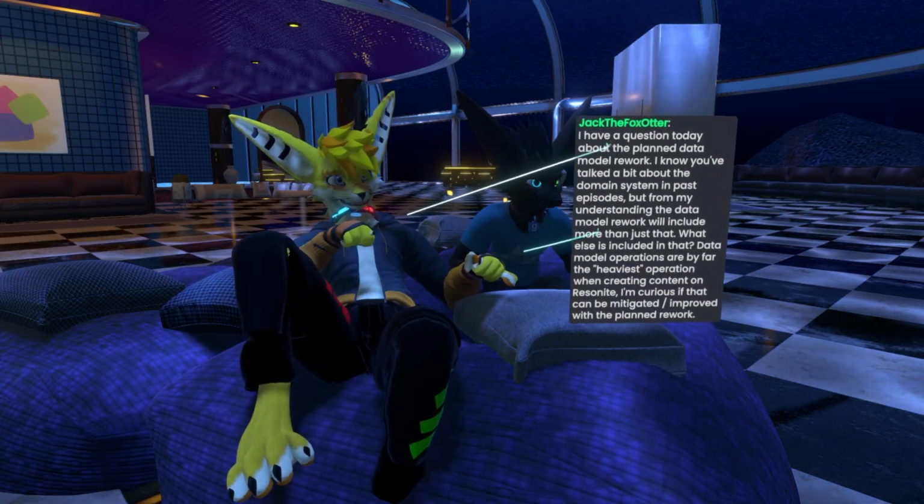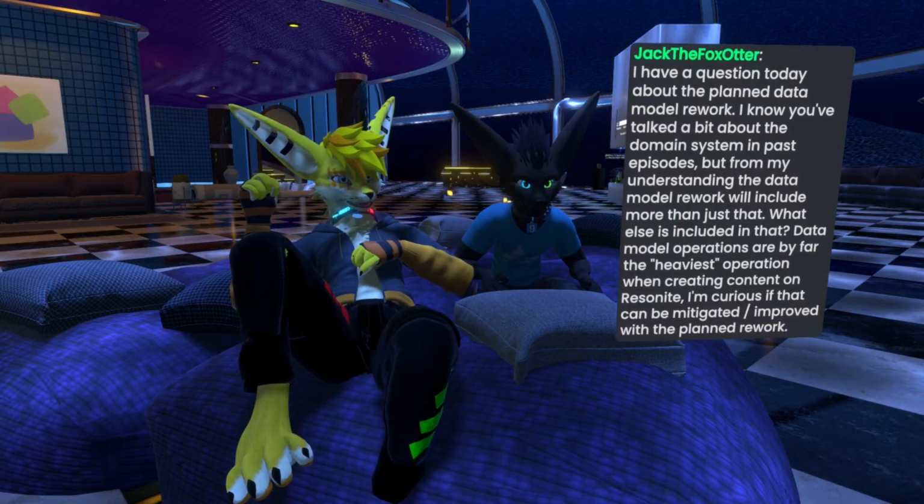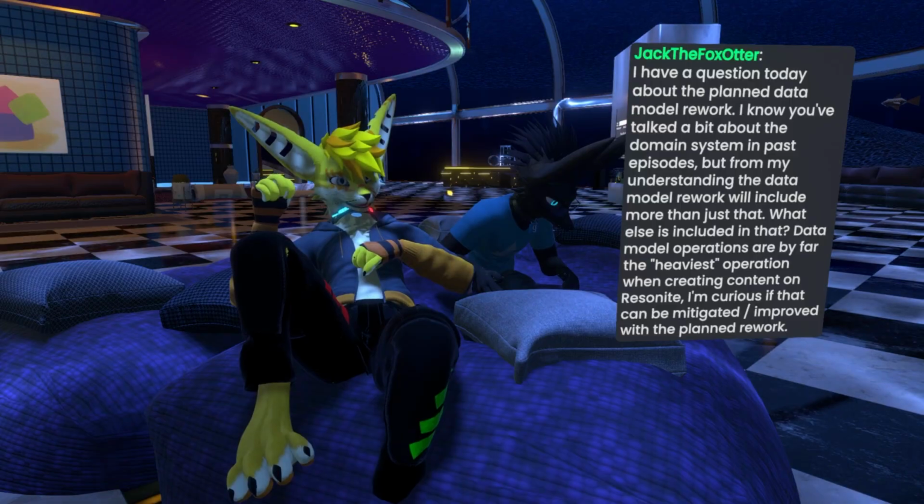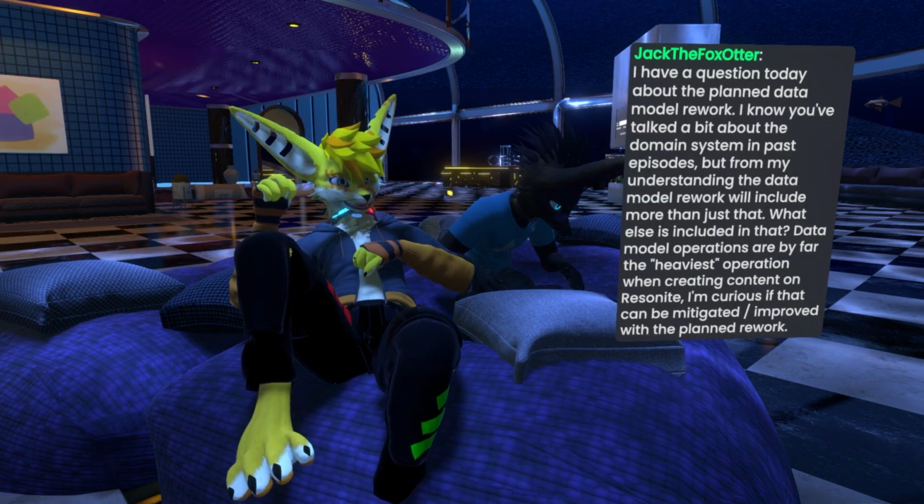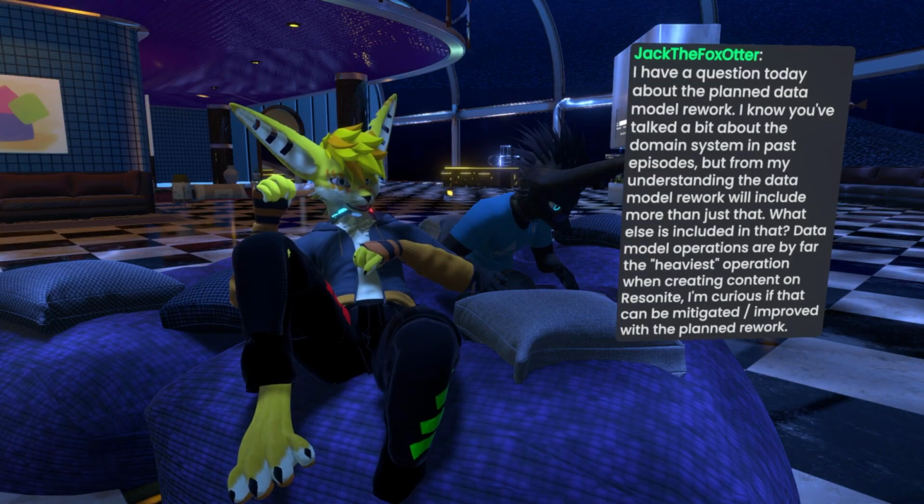Next question is from Check the Fox author. Check is asking, I have a question today about the planned data model rework. I know you talked about it in the main system in past episodes, but from my understanding, the data model rework will include more than just that. What else is included in that?